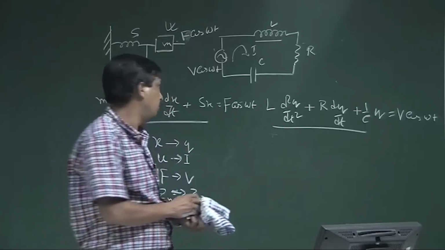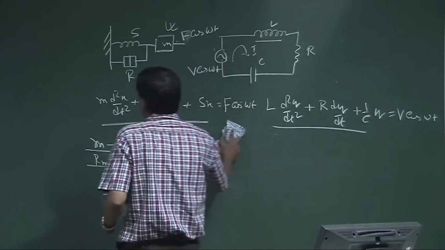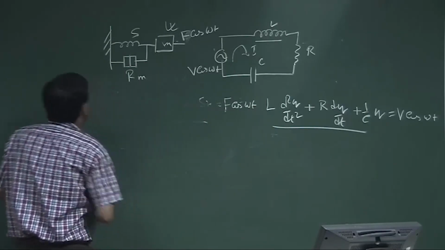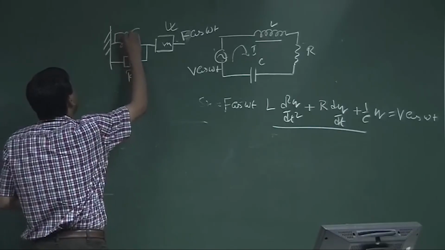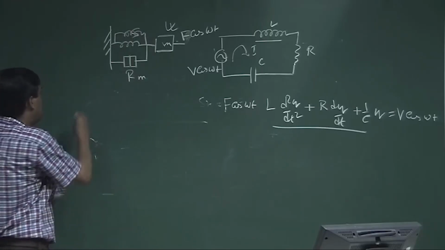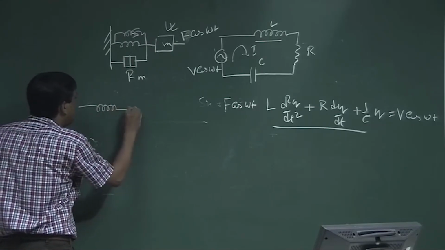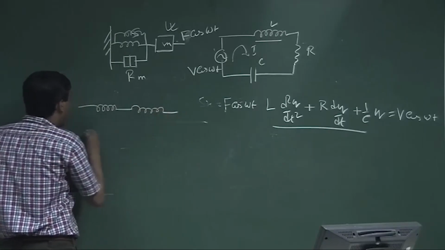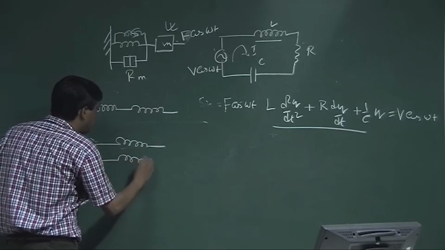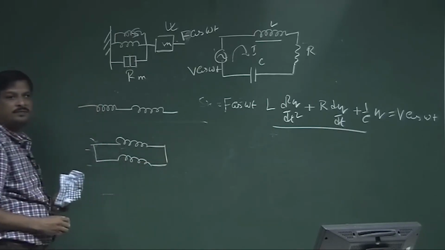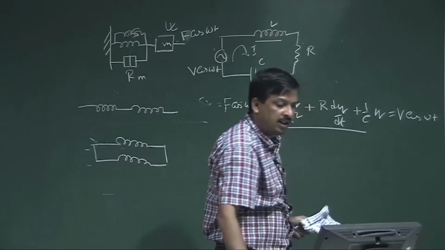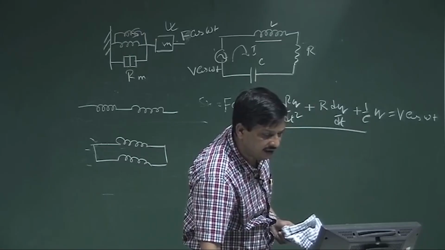Okay, so you know that. Now, cascading. Suppose I put two springs together, what will happen? I can replace one single spring by this kind of cascading, or I can replace this spring by a parallel cascading. So, two kinds of cascading I can do: one is called parallel cascading, another is called series cascading.